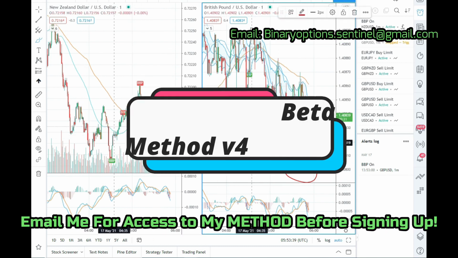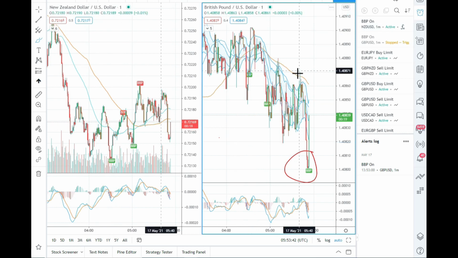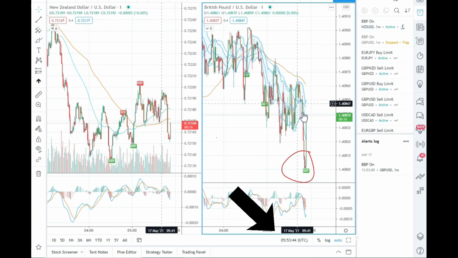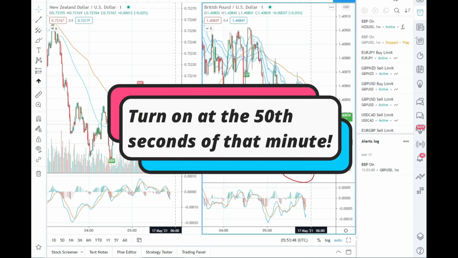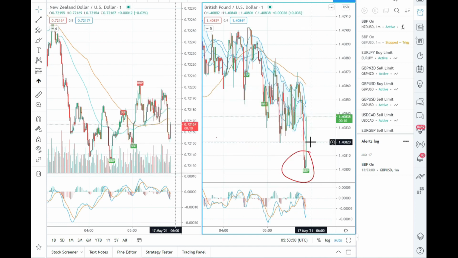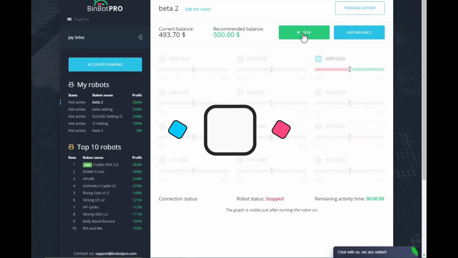It seems like there's a strong jump, but now it's 5:53:45. I'm going to wait for 5:53:50 and I will turn on the robot immediately. Alright, I can actually turn it on now. Even if you're late by about 10 to 15 seconds, you still can turn it on. So I'll turn on the beta 2.